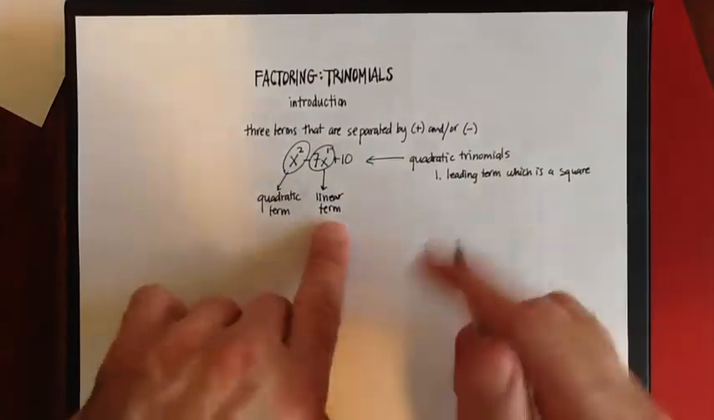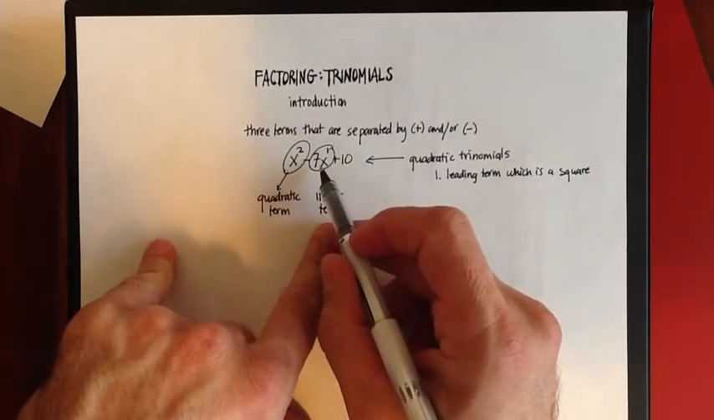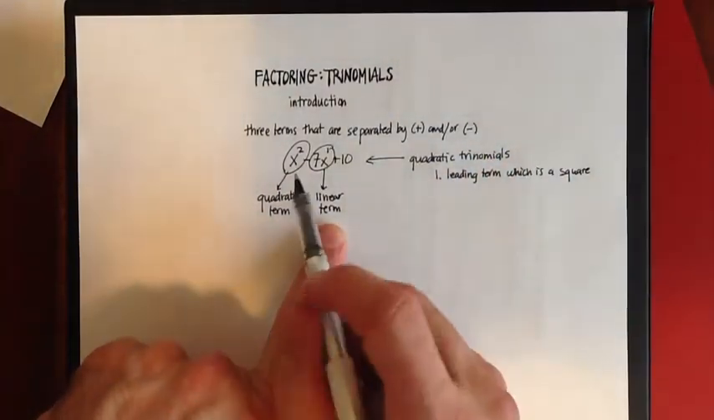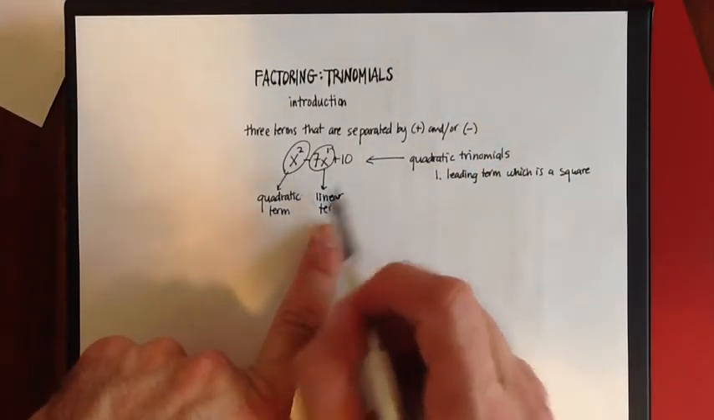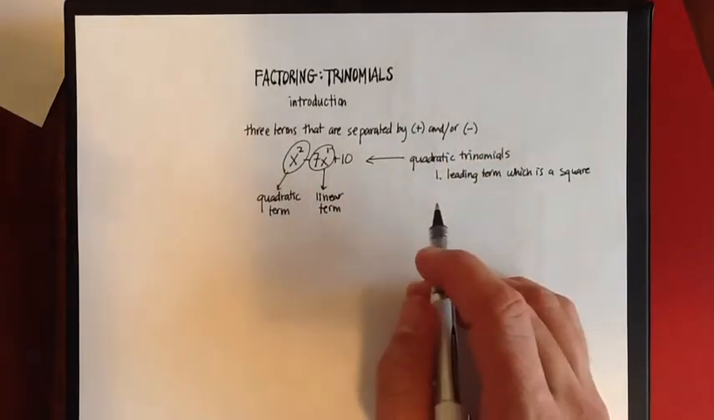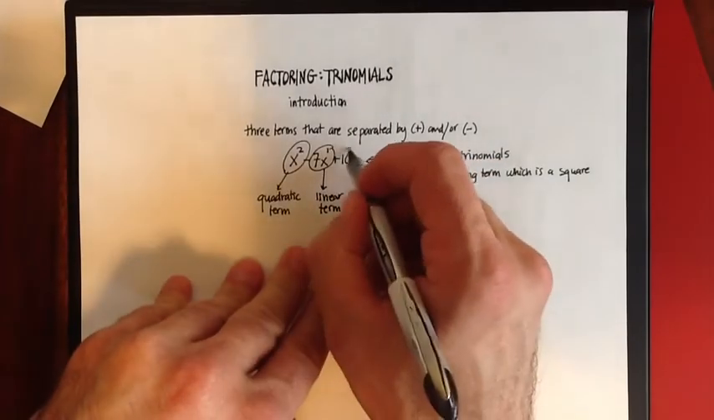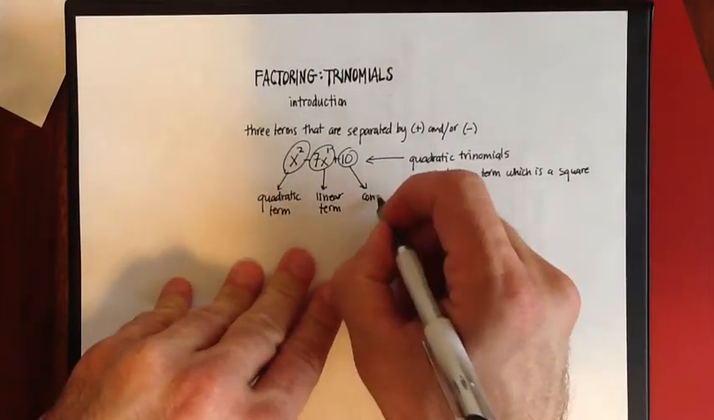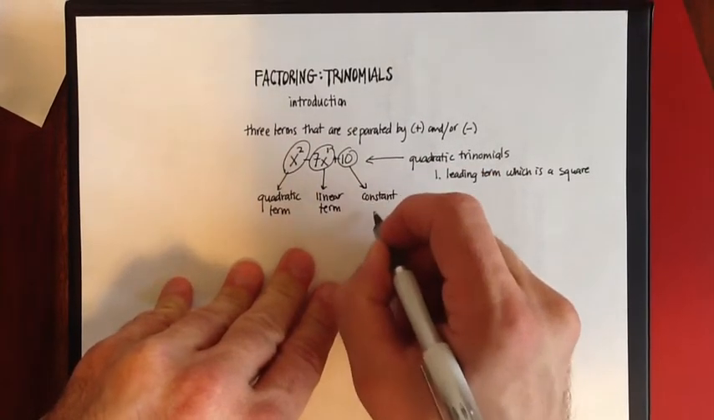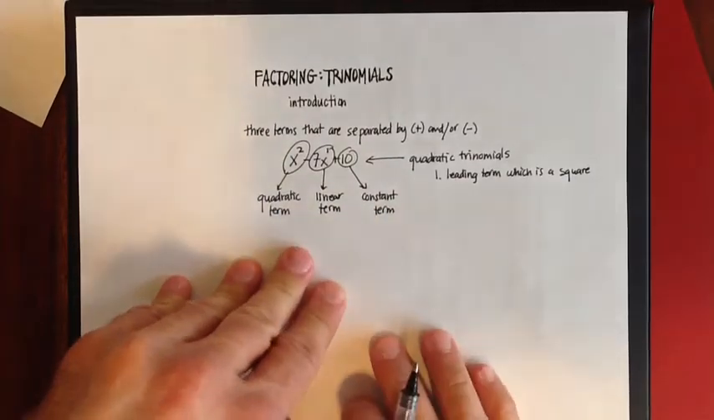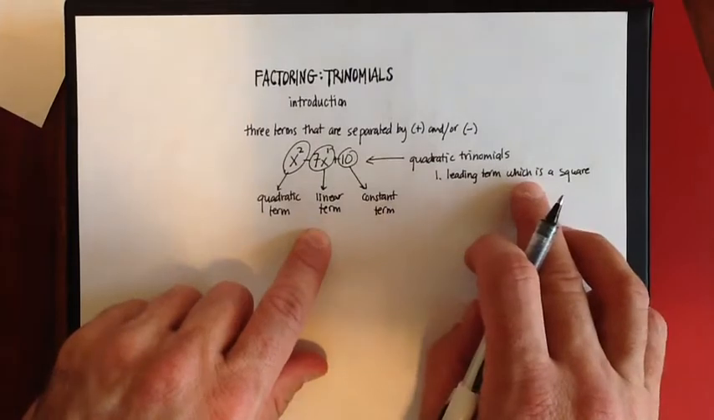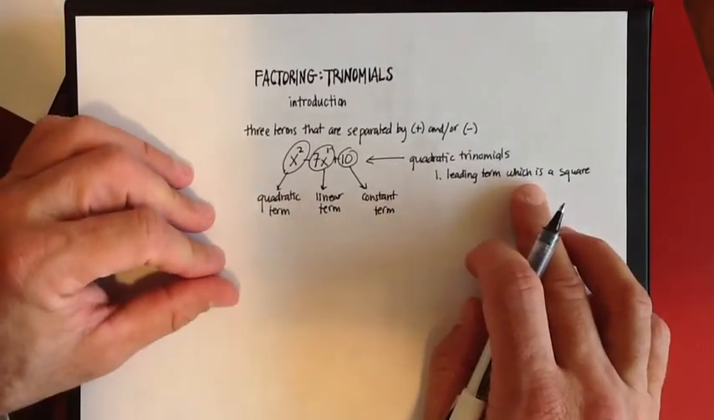Why is it called a linear term? Well, if you were to actually graph this, you would get basically a straight line of some kind. So that's why they call them linear terms. If you were to graph a quadratic term, you're going to get a parabola of some kind. We'll talk about that a little bit later. And then finally, the last term, the term that does not have a variable, that's called the constant term. Okay? So, we're going to be dealing with factoring quadratic trinomials, specifically.